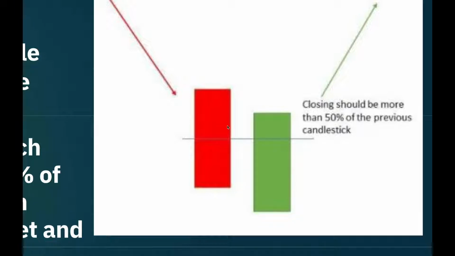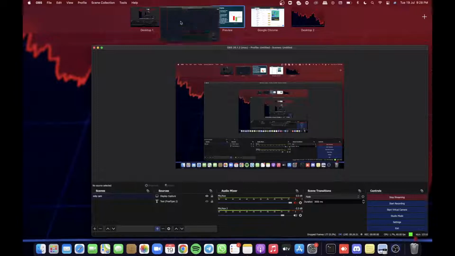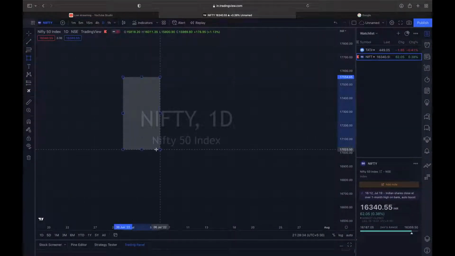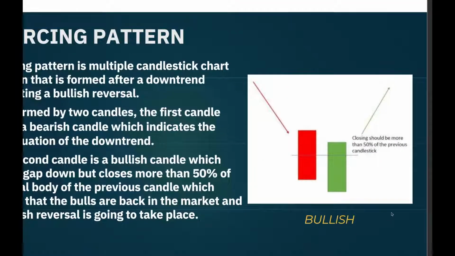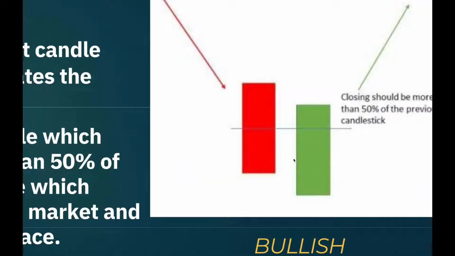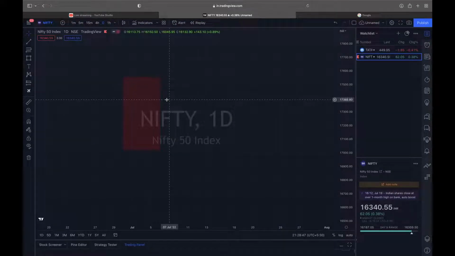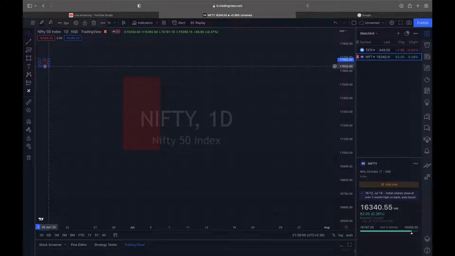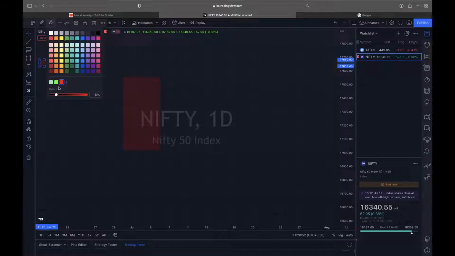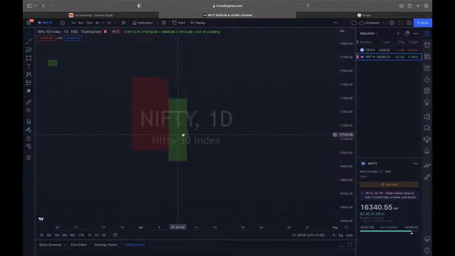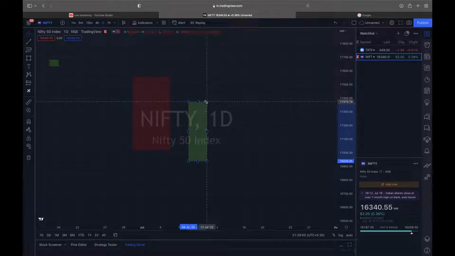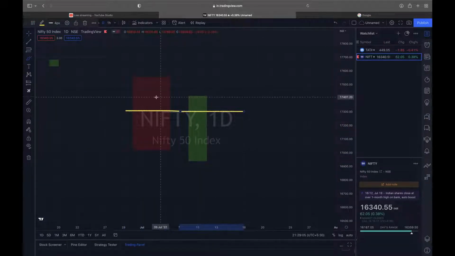Okay, I'll just make it. This is a red candlestick. What does a piercing pattern say? The piercing pattern says when there's a green candle and it is above the half of this red candle, it is bullish. I'll just mark it. There's a green candle and it is above the 50% of this red candle.